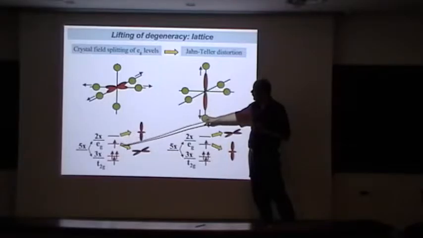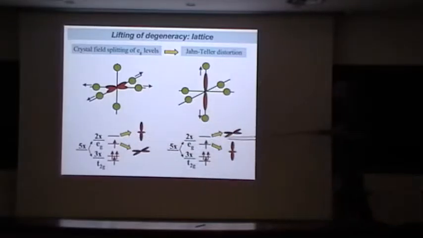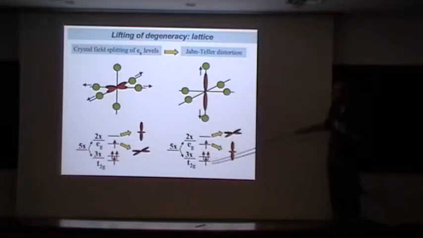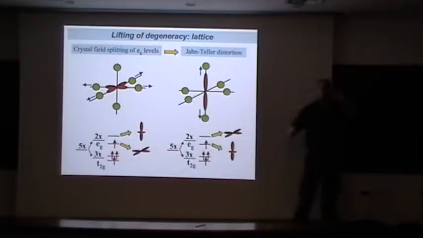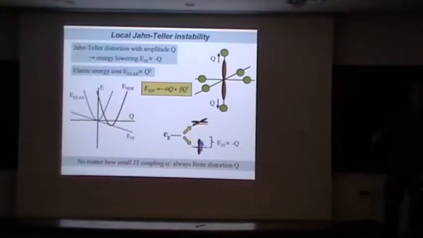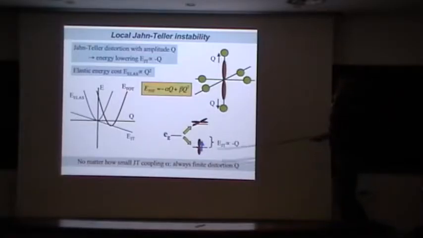Either elongation in the plane, x squared minus y squared lower, or elongation perpendicular to the plane, then the 3z squared minus r squared is lower. And this is for manganese, where I had this filled core of t2g's. So I forget about the t2g's, which also split up, but let's not go into that. Okay. So what is the consequence of this actually?